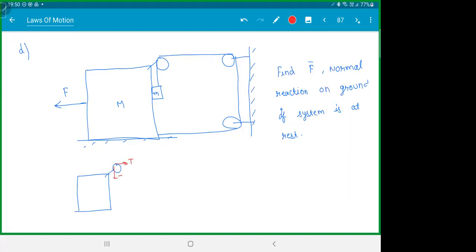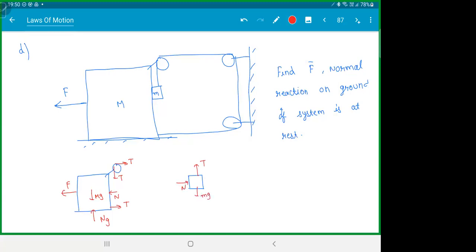Tension, tension, normal reaction, tension, normal reaction on the ground, mg, and this is F. There are 7 forces. Tension, small mg, and normal reaction.